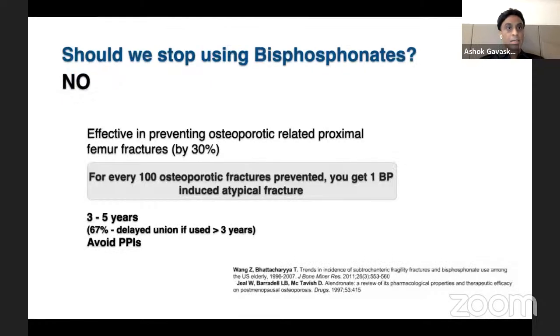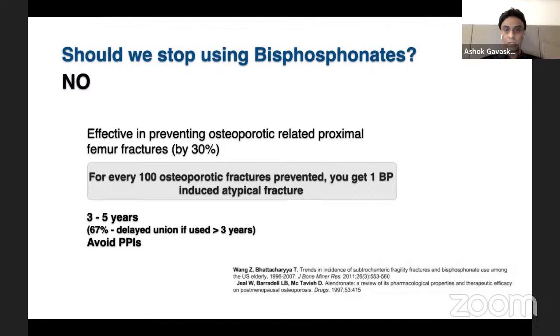Another question is, since bisphosphonates have been very commonly associated with this fracture, should we stop using them and look for better alternatives? Probably not, because these drugs are effective in preventing osteoporotic fractures by a magnitude of 30%. So it would mean for every 100 osteoporotic fractures that are prevented, you get one bisphosphonate-induced atypical fracture. That is not a bad deal.